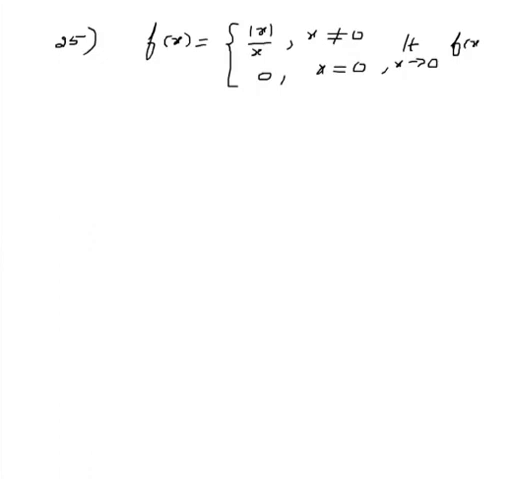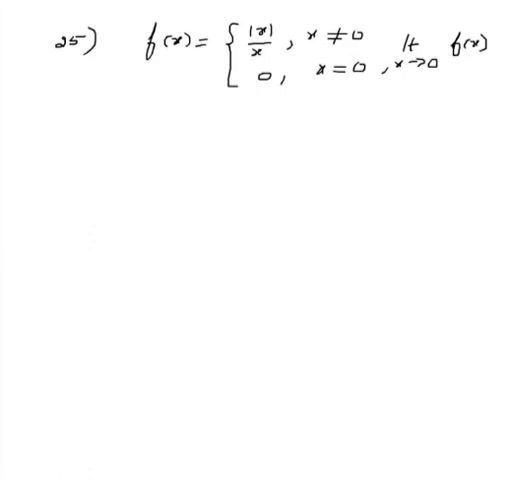Question 25 of exercise 13.1. f of x is absolute value of x divided by x, x not equal to 0, and 0 when x is equal to 0. This is the definition of the signum function, and we have to find the limit as x tends to 0 of f of x.